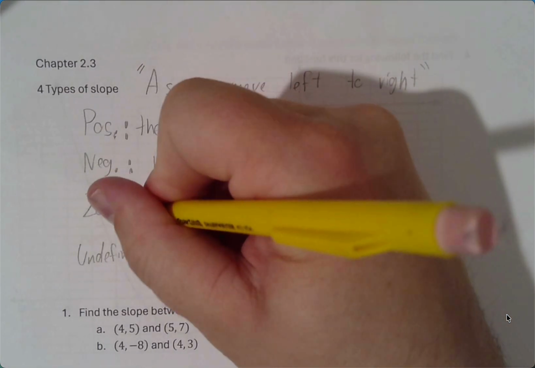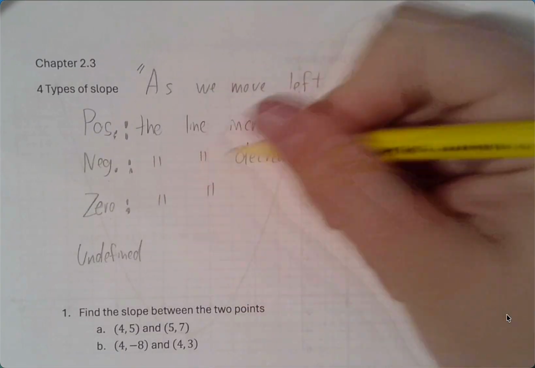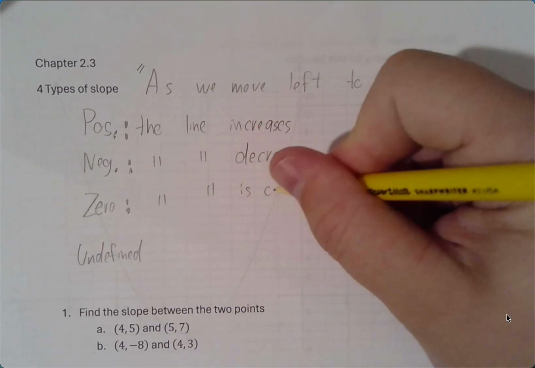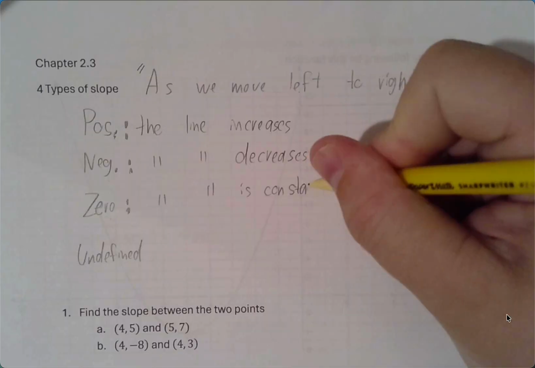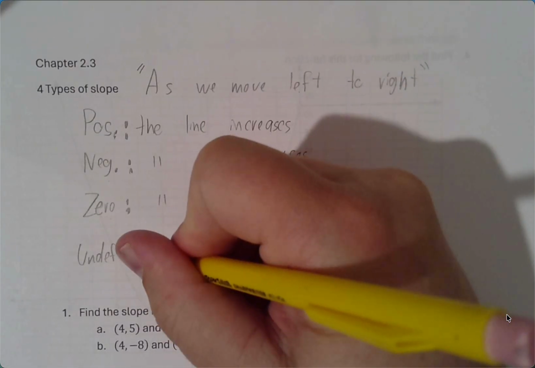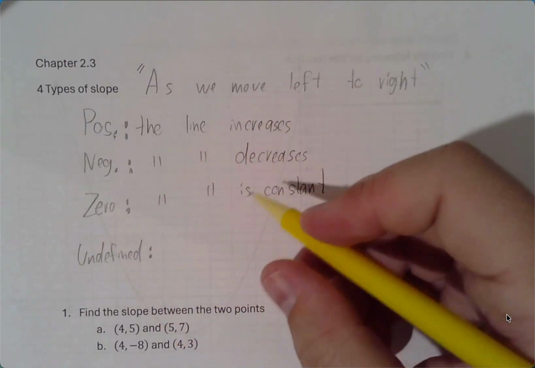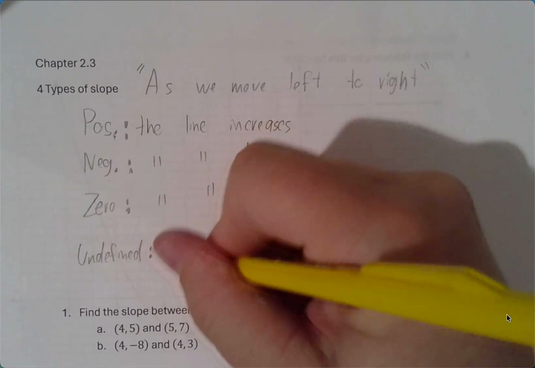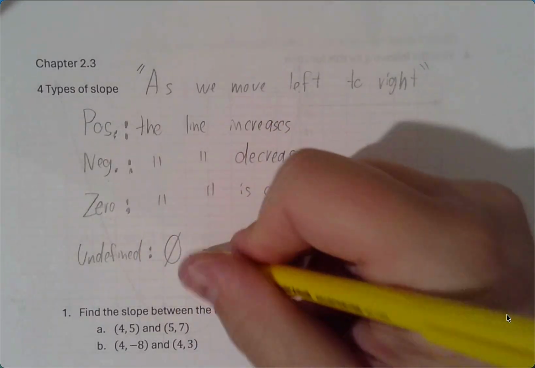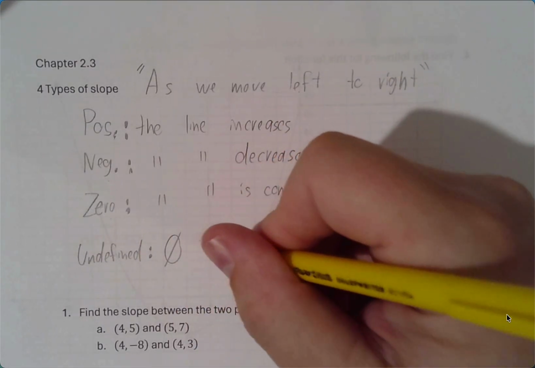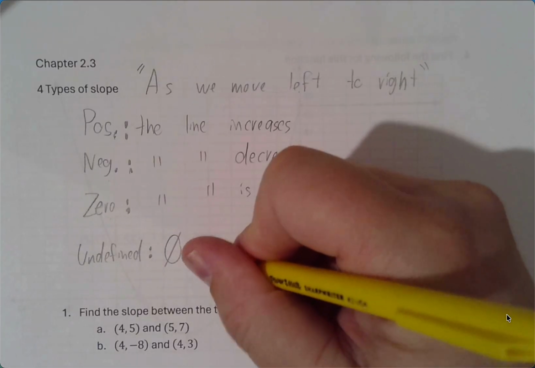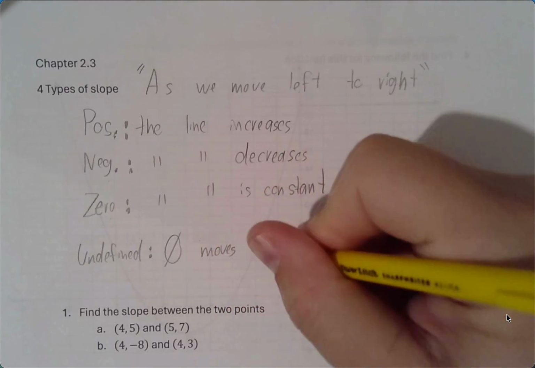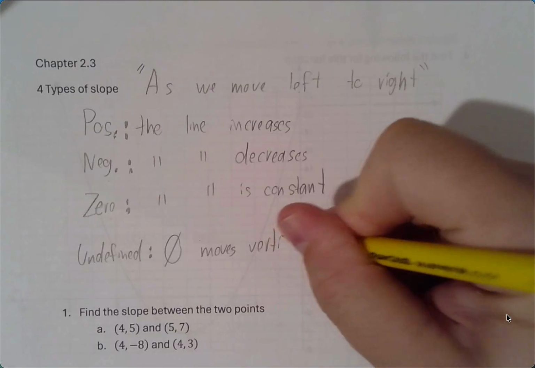For a 0 slope, the line is constant. And for undefined, as we move from left to right, it doesn't really work that way. We'll spoil it: it only moves vertically.